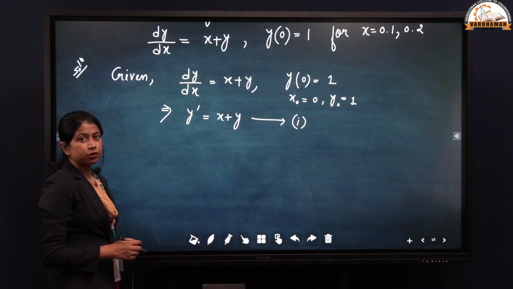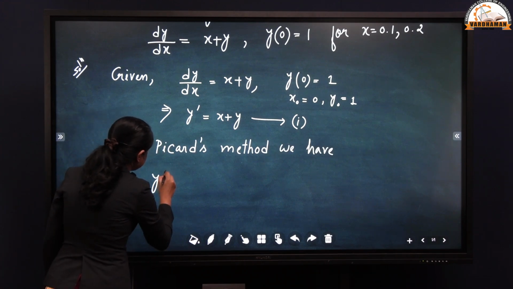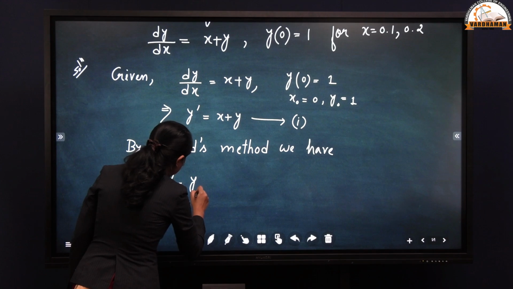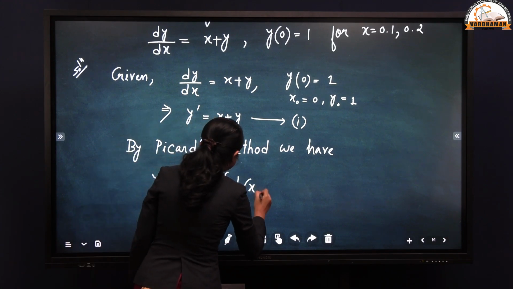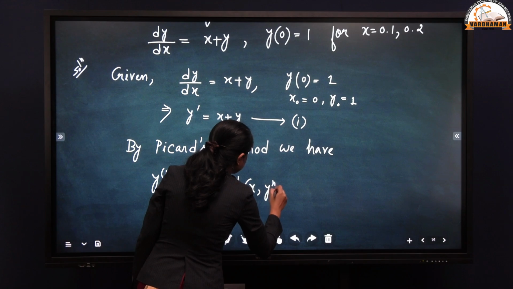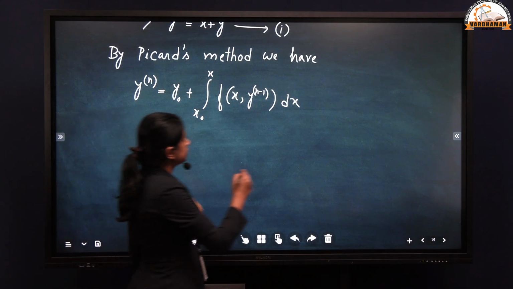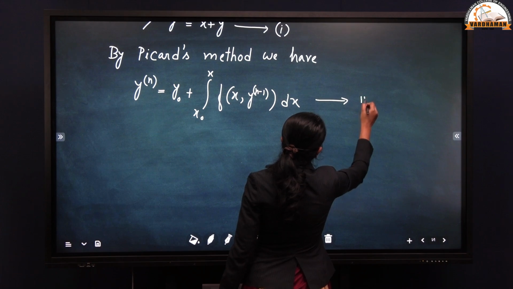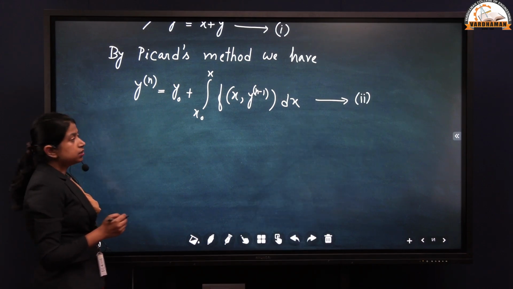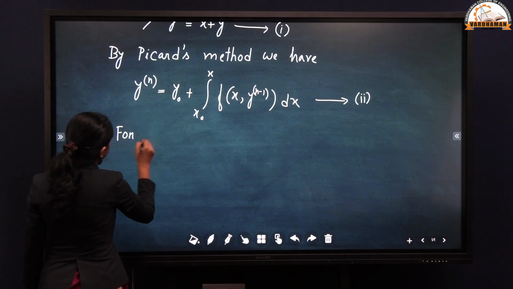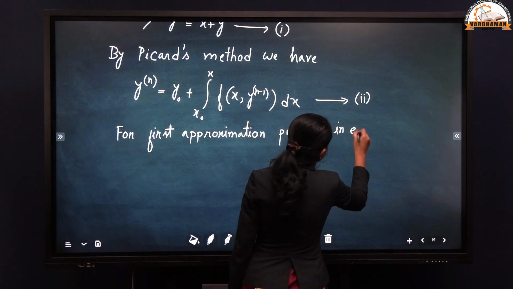This successive approximation by Picard's method is given by the nth approximation of y is equal to y naught plus the integral from x naught to x of f of x comma the (n minus 1)th approximation of y dx. Let us call it equation number 2. To get the first approximation, we put n equal to 1 in equation 2.